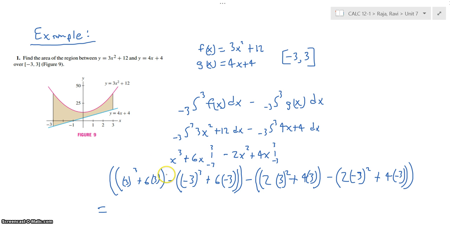Then that together will be 45 minus negative 45, minus 30 minus 6. And that will give us a result of 54. So that would be the area between these two curves here.